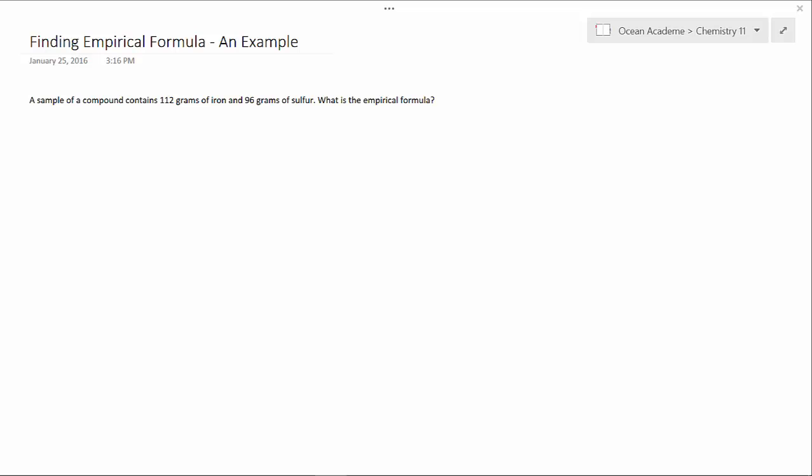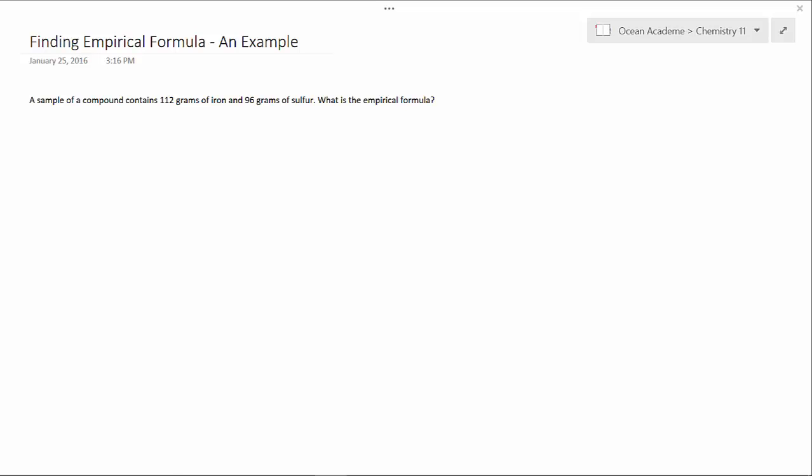Finding empirical formula. An example. A sample of a compound contains 112 grams of iron and 96 grams of sulfur. What is the empirical formula? When we're dealing with this type of question, finding empirical formula, we are doing a comparison of moles.